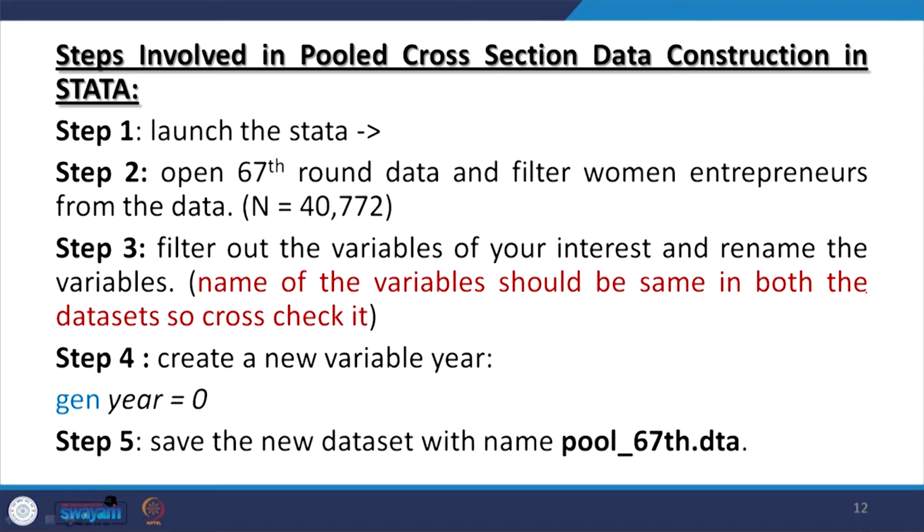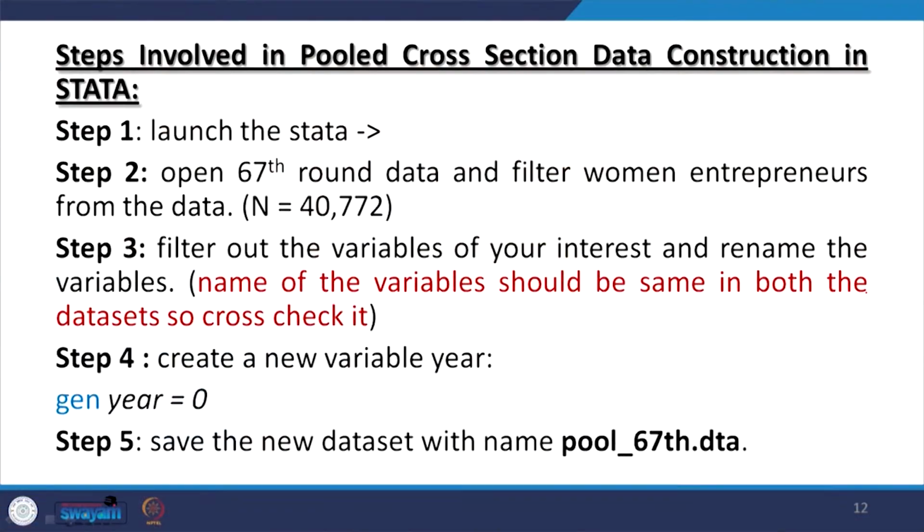Now, this variable is not there in the data. We need to generate a variable, that is year, since we have 2 time periods, that is 67 and 73, and we are appending. Only one variable is missing from the data, that is year, the time period. So we can generate a variable year equal to 0, which you can create for the first period, that is the 67th round. Now, we can save the data set with the name pool 67 data.